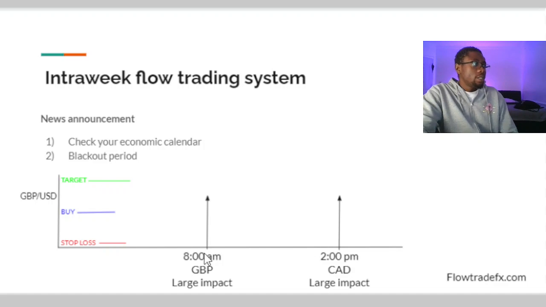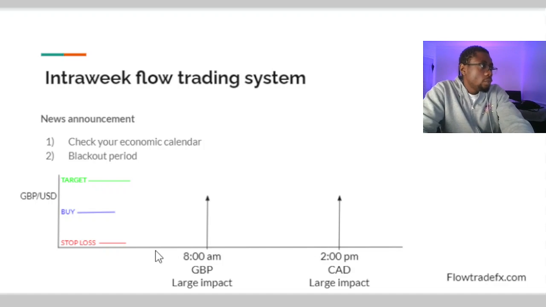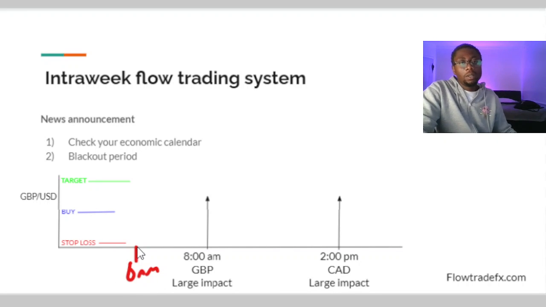So if this is 8, we need to leave a 2-hour blackout period. So we call it, say, 6. One second. So we'd say this is about 6. Oh, it's not really a good 6. 6 a.m. Right here, this is your blackout period.